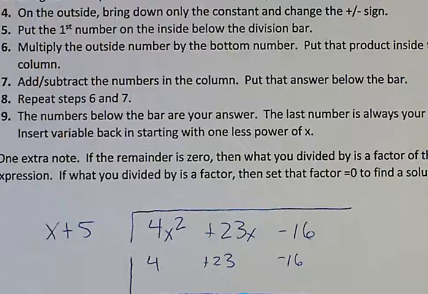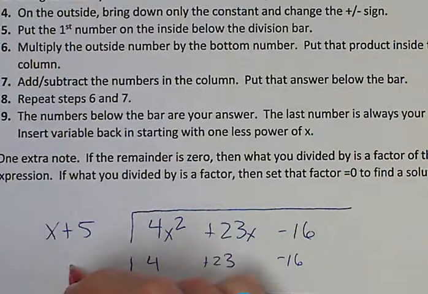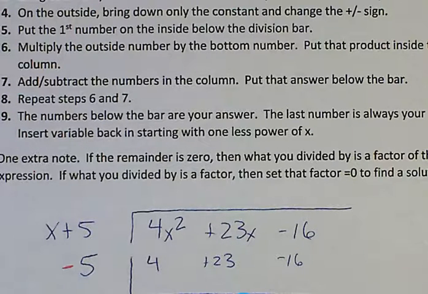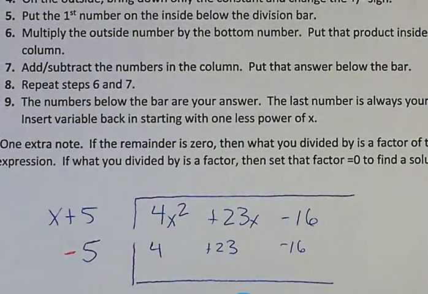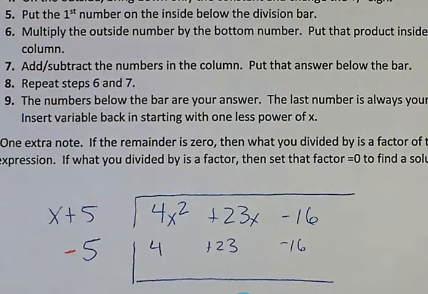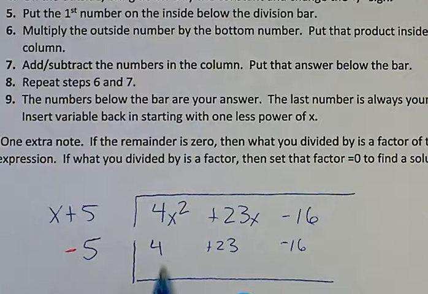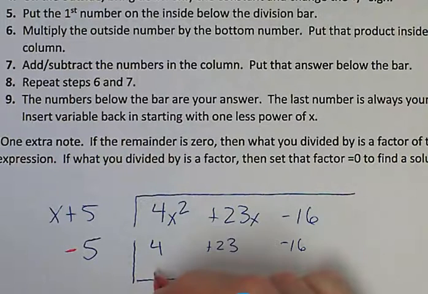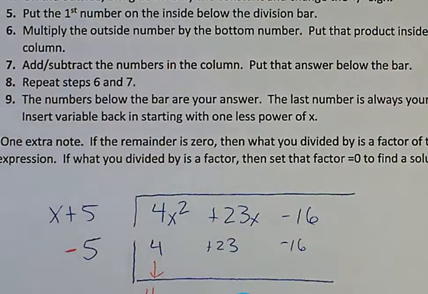On the outside, we're going to bring not the number in front of x, but this plus 5 here. We're going to bring it down, but change it from a positive 5 to a negative 5. The only reason we don't do anything with this 1 is that with synthetic division, we always know that the first part is going to be x plus or minus something, so that part's given. Next, we take the first inside number and put it below the division bar.